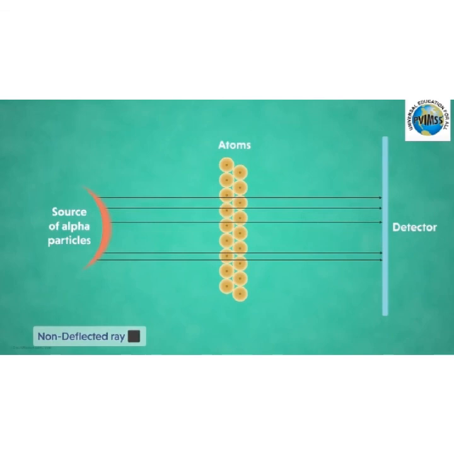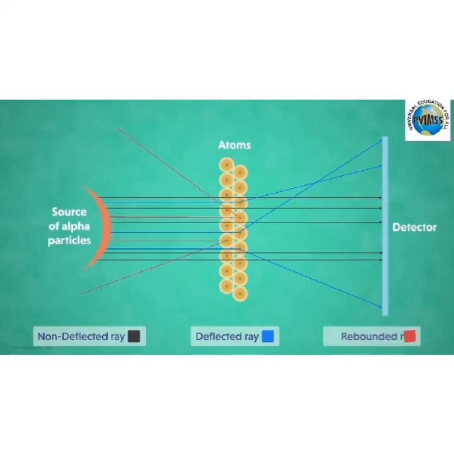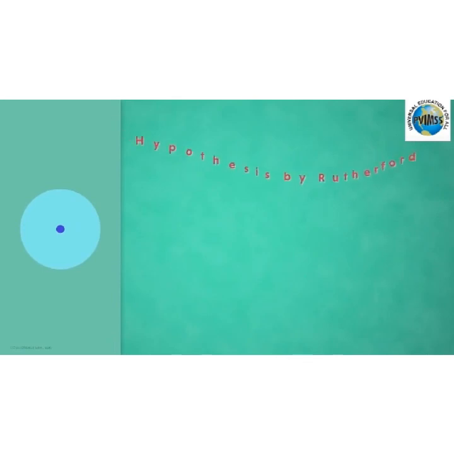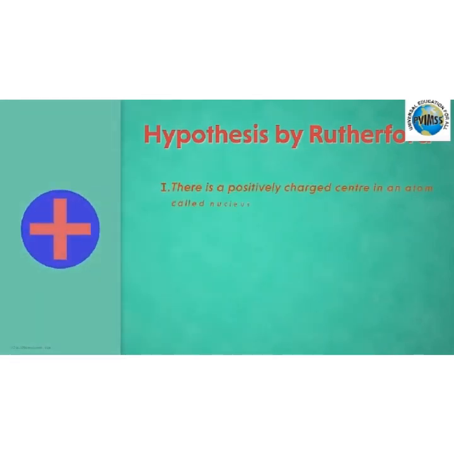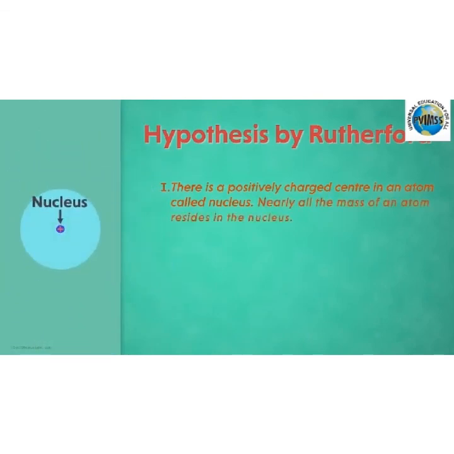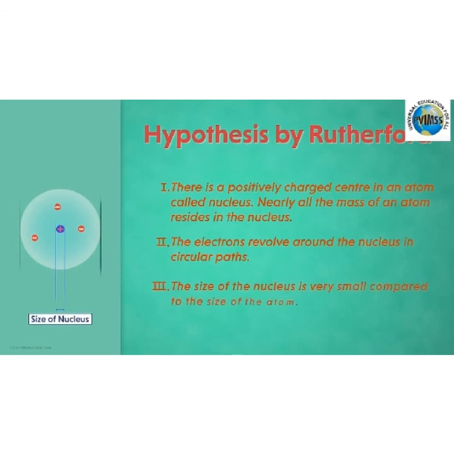On the basis of this result, Rutherford gave an atomic theory. Let's have a look at the hypothesis by Rutherford. There is a positively charged center in an atom called the nucleus, which contains nearly all the mass of the atom. Electrons revolve around the nucleus in circular paths. The size of the nucleus is very small as compared to the size of the atom.